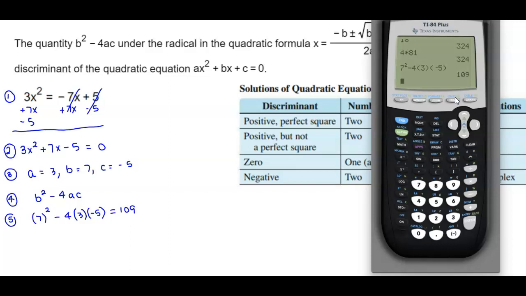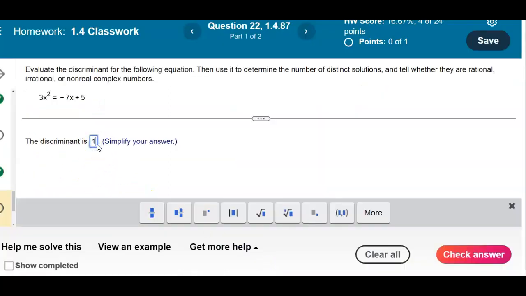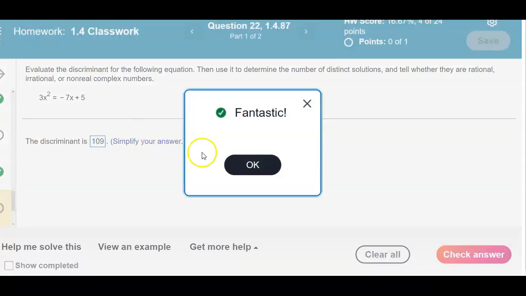Okay, so in this case, that means that the discriminant is greater than 0, which means that it is positive, right? So it's positive, but it's also not a perfect square. Okay, so we'll come back to that because we want to put in our solution to make sure that we're correct. So let's make sure that this answer is 109. So in the question here, we got 109, and then there is our answer.